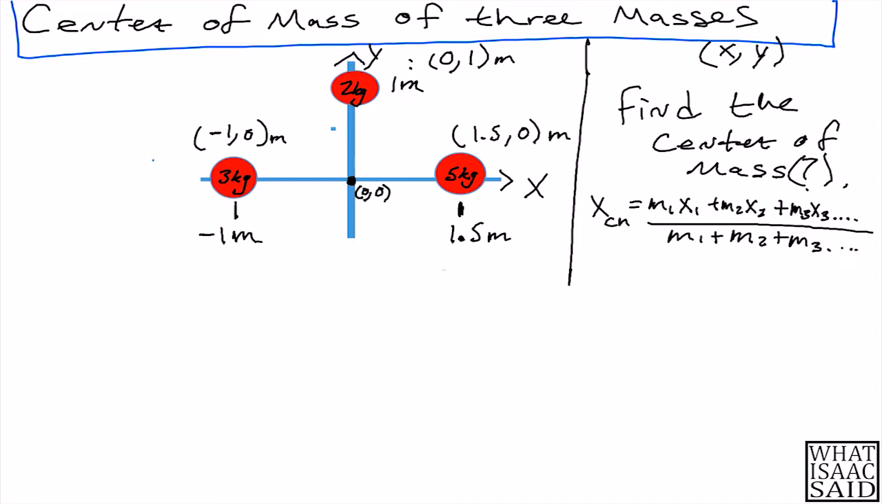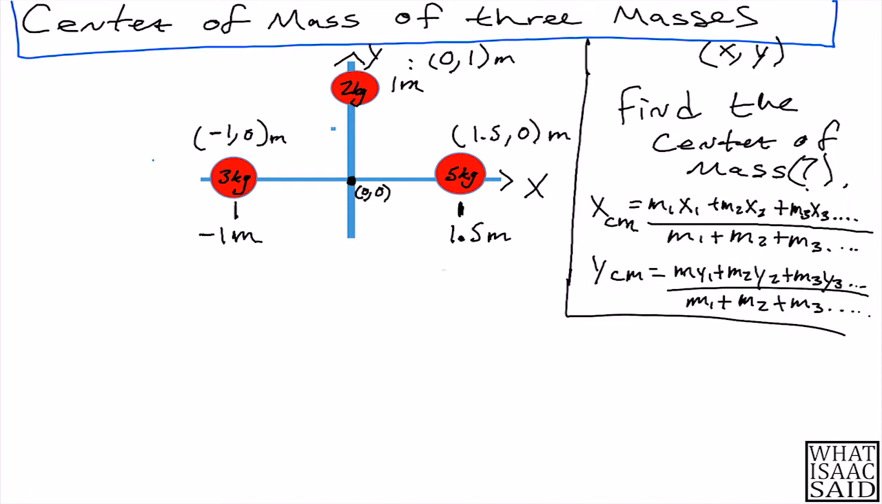The same will apply for any dimension, so we can do the same thing for the center of mass in the y direction, and it will be m1y1 plus m2y2 plus m3y3, and so on. All of that divided by mass 1 plus mass 2 plus mass 3, and so on. So that's the foundation. Now let's actually do the problem.